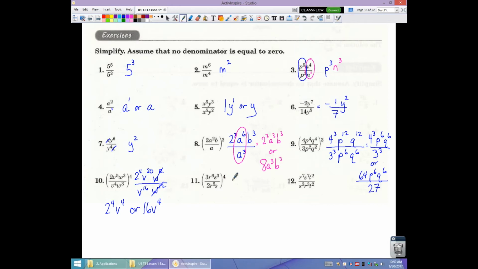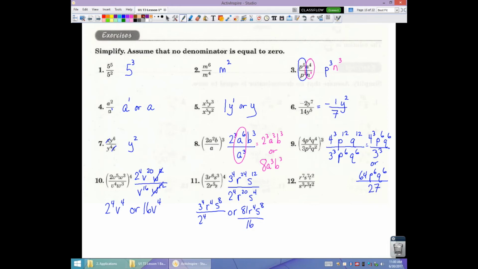Number 11, 3 to the 4th, r to the 24th, s to the 12th, over 2 to the 4th, r to the 20th, s to the 4th. Okay, 3 to the 4th over 2 to the 4th, I can't use any rules to simplify that, so I'll leave that part alone. R to the 24th over r to the 20th, when I subtract, leaves me r to the 4th. S 12th over S 4th, subtracting gives me S 8th. Again, if I want to multiply out my 3's and my 2's, this is 81 r to the 4th, S to the 8th, over 16.